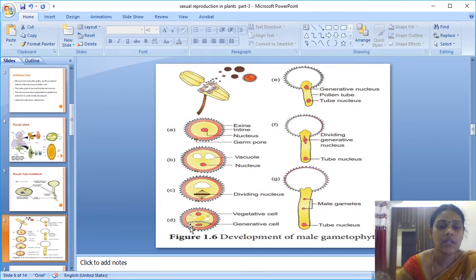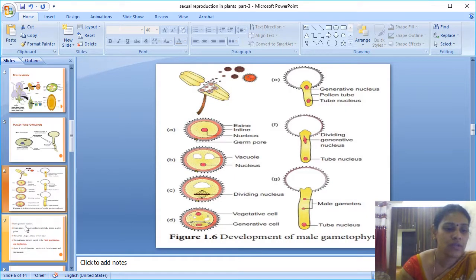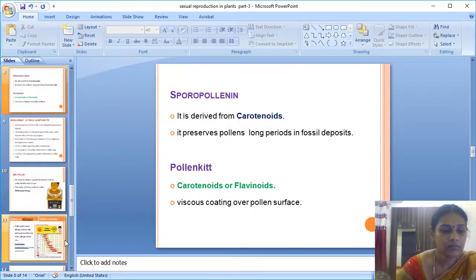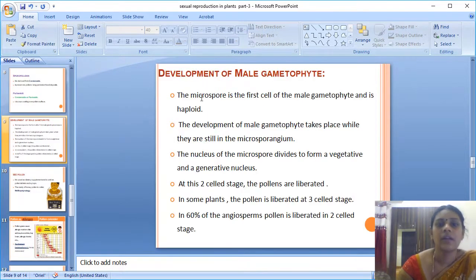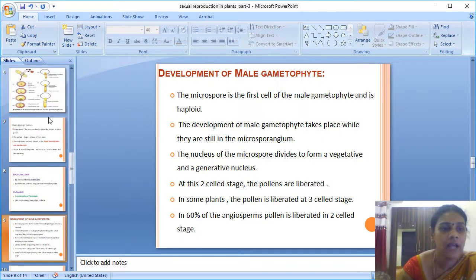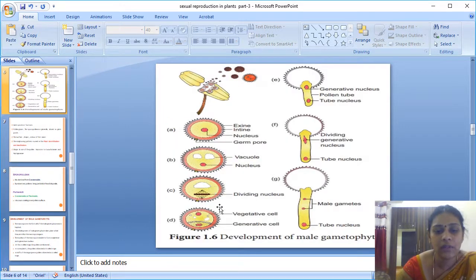If you see this D diagram, it is the two-celled stage. What is a two-celled stage? The microspore is the first cell of the male gametophyte, in haploid condition. From the microspore only we get a pollen, and from the pollen only we get a male gametophyte. That's what they are telling.